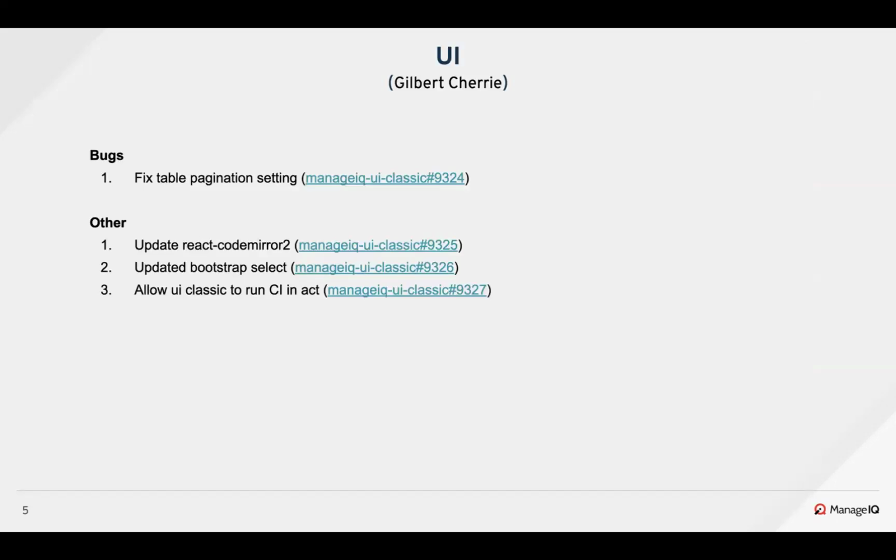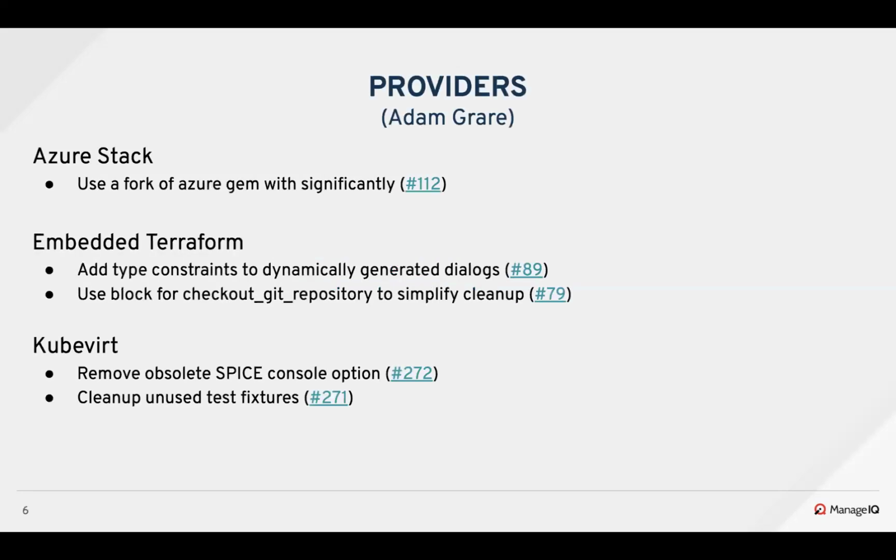Thanks, Jason. So for the UI, we had one bug fix. I fixed the table pagination settings not working. And then we had some dependency fixes. I updated React Code Mirror 2 to the latest version, as well as Bootstrap Select. And Jason fixed UI Classic so it's able to run on Act for local testing. That's it for the UI. Next is Adam.